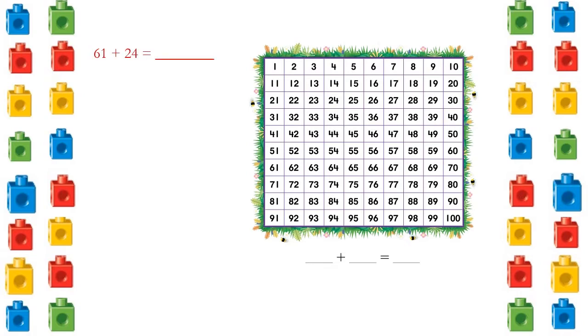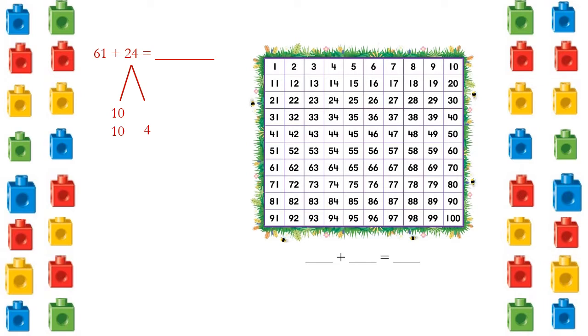Okay, so if we had a problem like this, 61 plus 24, we would break down that 24. How many tens are in it? And hopefully we would all know, or we would be able to figure out, that there are two tens in it. And what's left over? 4, because 10 plus 10 is 20, and 20 plus 4 is 24.